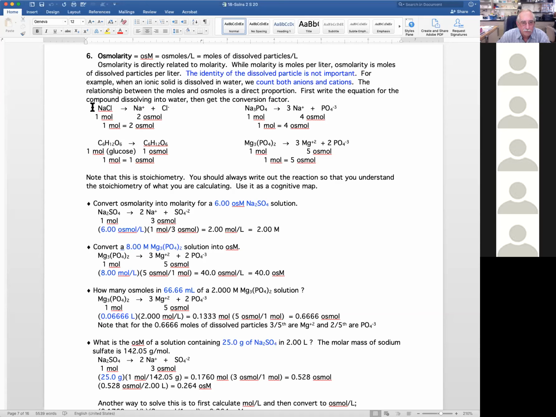We count everything that's dissolving and forming a particle in the solution. So 1 mole of sodium chloride, when it dissolves, will give you 1 mole of sodium, 1 mole of chloride. But that's 2 moles of dissolved particles. So for sodium chloride, 1 mole is equal to 2 osmoles. For sodium phosphate, 1 mole will give you 3 moles of sodium, 1 mole of phosphate. So the conversion factor is, for sodium phosphate, 1 mole is equal to 4 osmoles. Your glucose, when you dissolve it in water, doesn't do anything. So 1 mole is equal to 1 osmole.